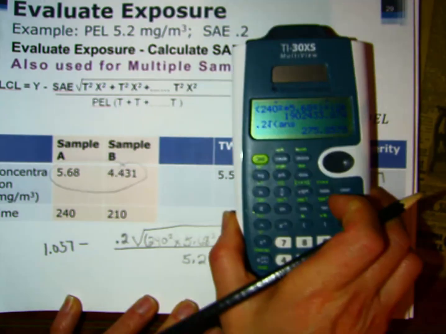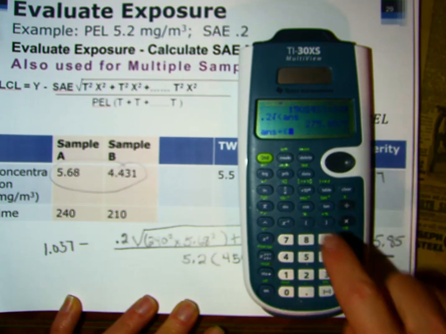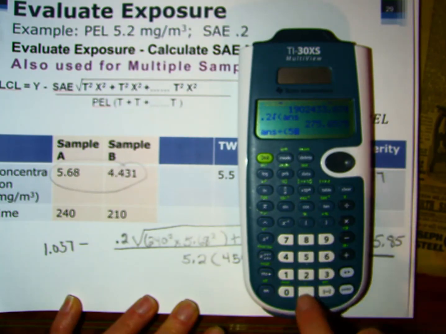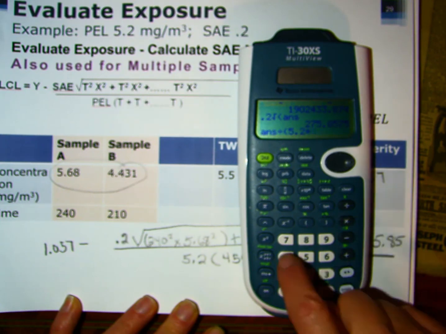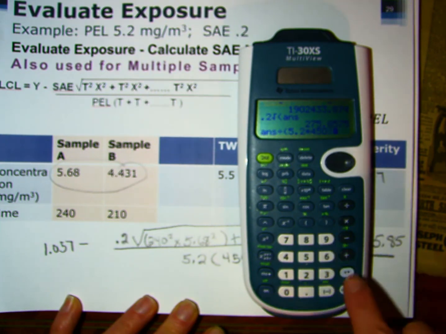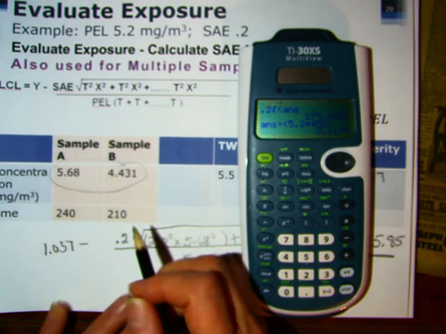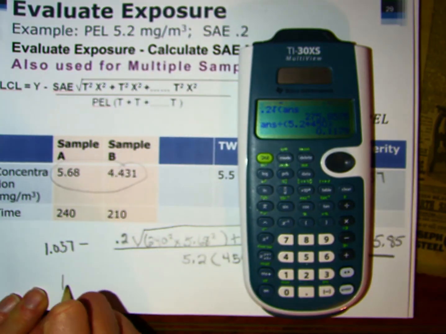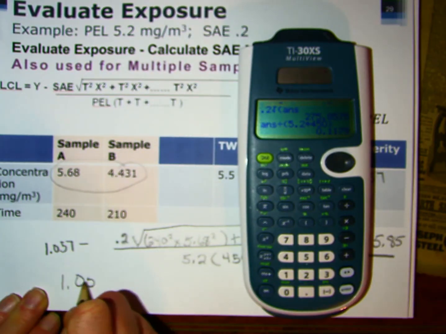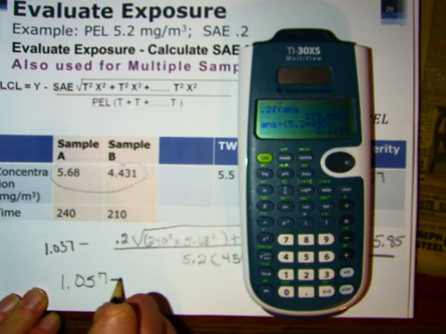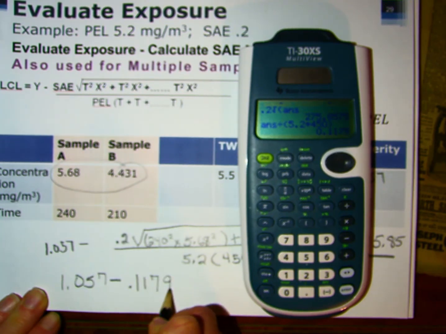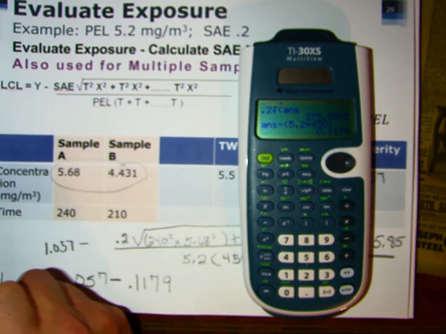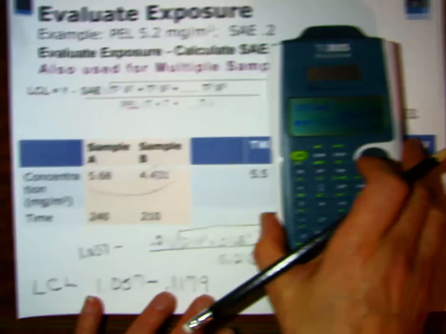So I have that over, divided by the PEL times the sum of time, and this will give me 1.057 minus 0.1179. This is my lower confidence limit.